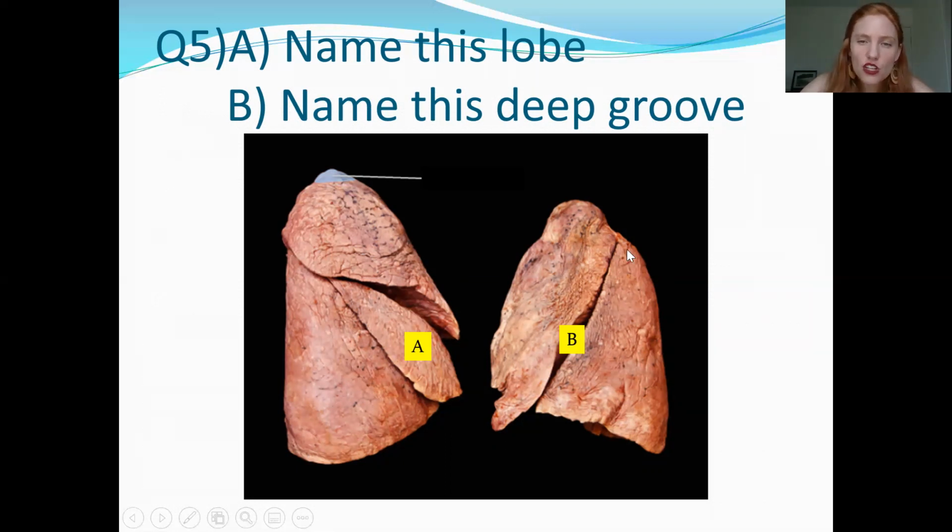And then the deep grooves in the lungs, those are fissures. You have 2 oblique fissures, so B would be the oblique fissure. Here's another oblique fissure right here. And then you have one that's more flat. That's going to be the horizontal fissure there.